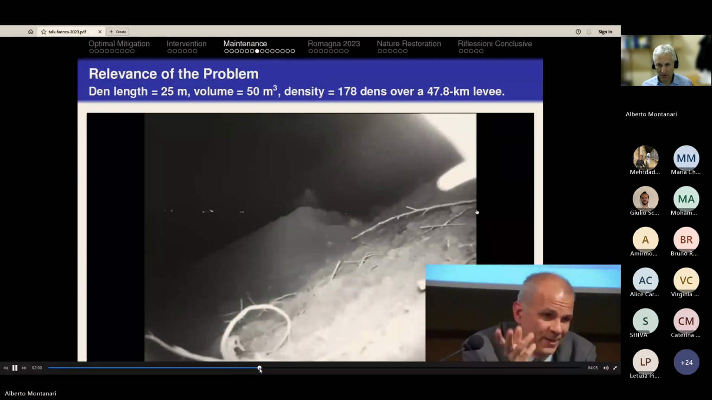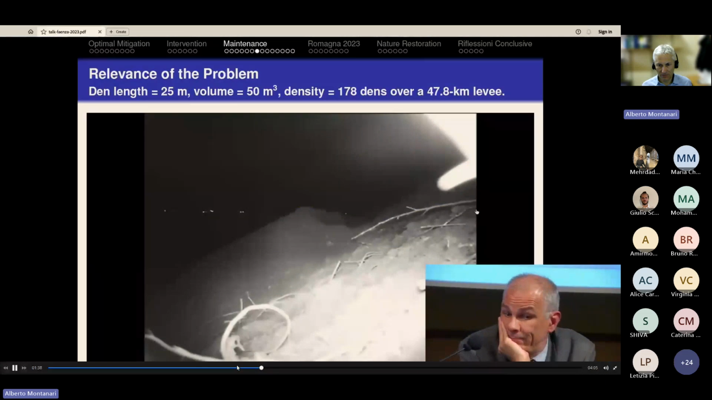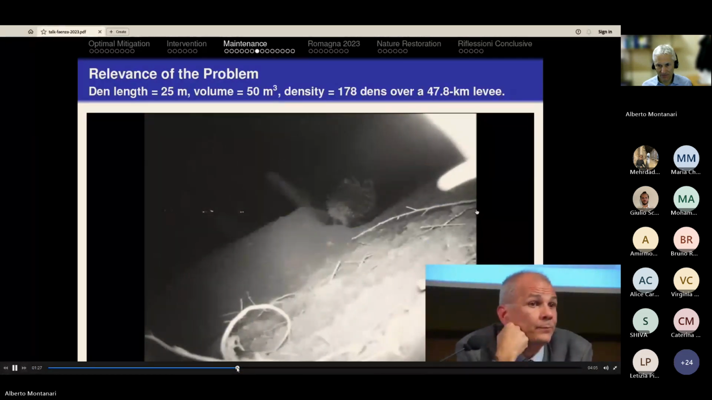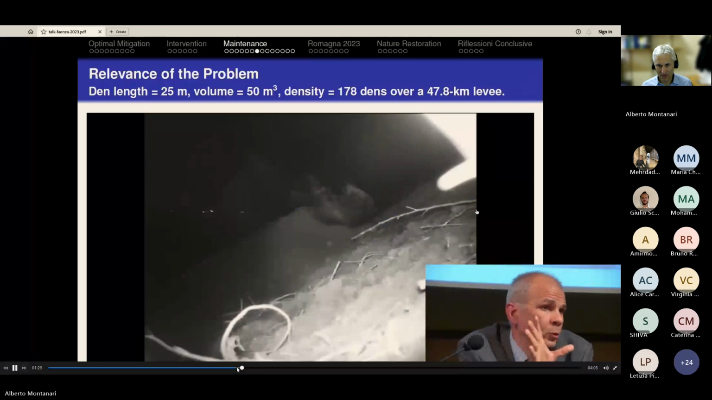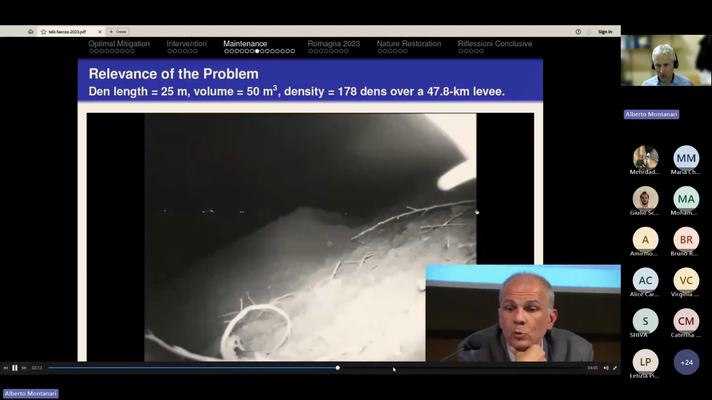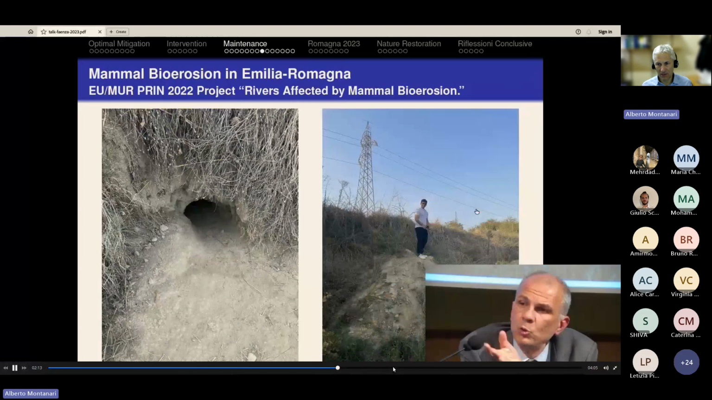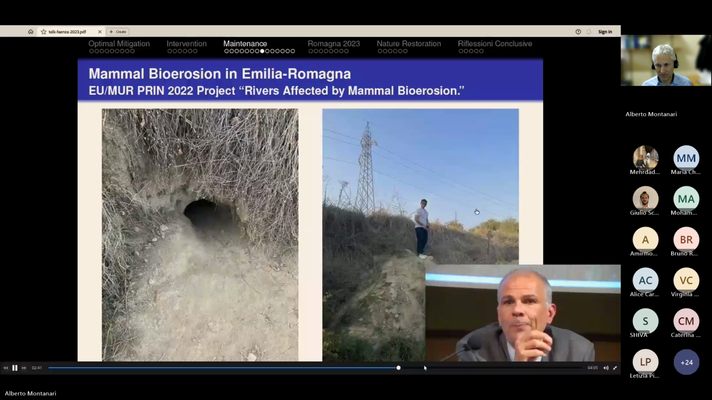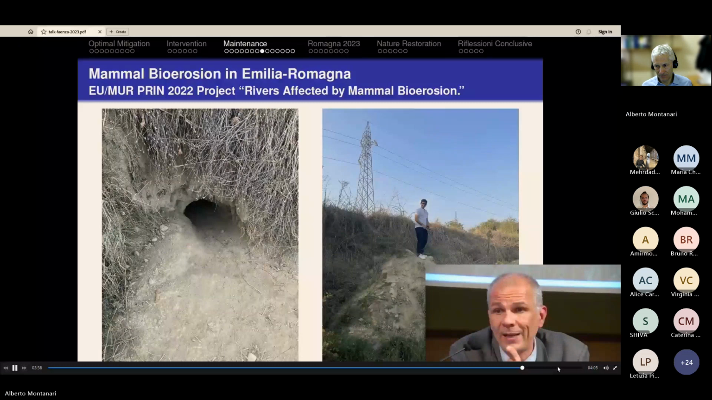Once again, see the velocity of the excavation. It's impressive. So here are some pictures.